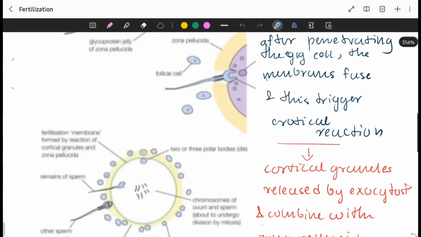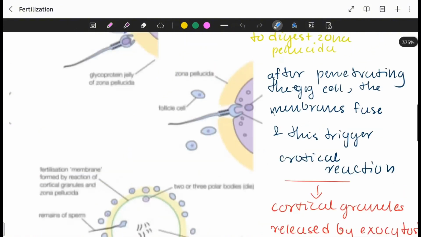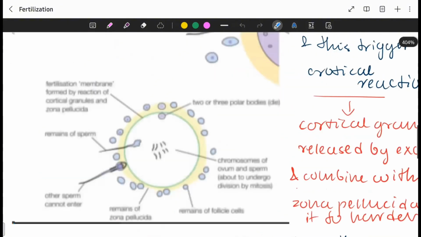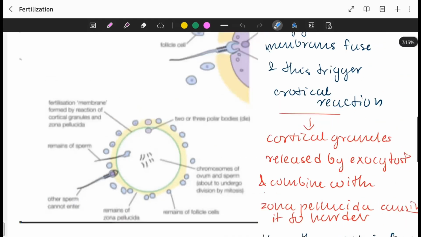So the zona pellucida is digested. The fertilization membrane is formed by the reaction of cortical granules and zona pellucida. So it's hardened, so that other sperm cells cannot enter. And the chromosomes are about to undergo division by mitosis. So that's for the human one.